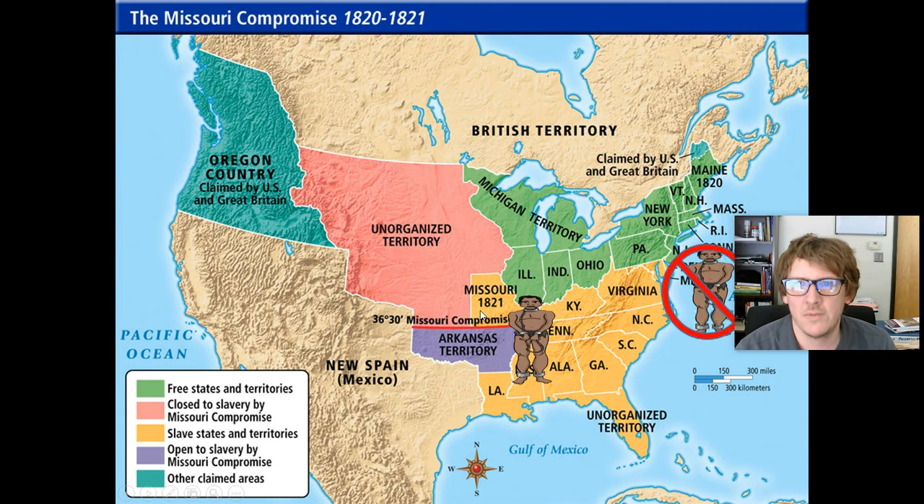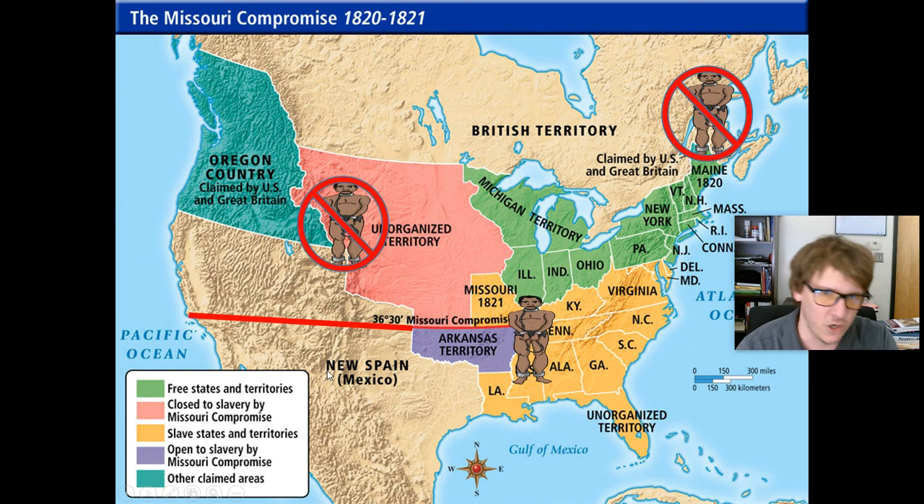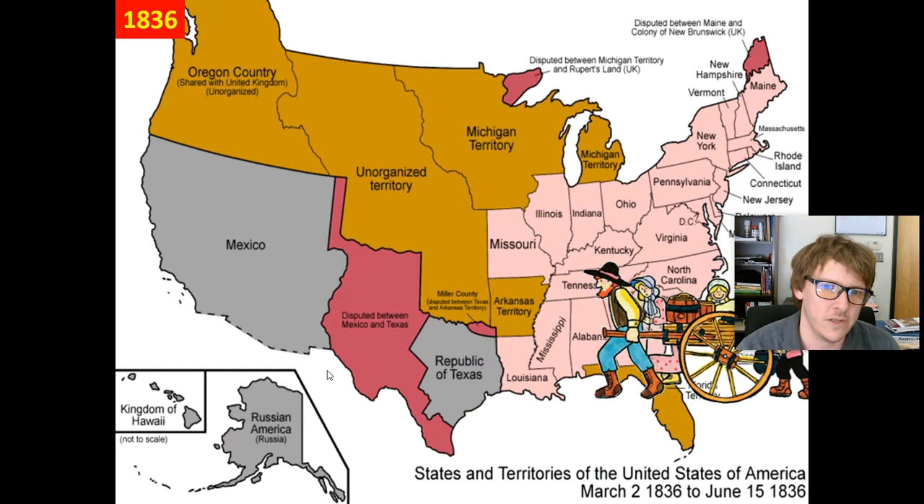And so Missouri becomes a slave state, Maine becomes a free state, and that line's supposed to extend. And so it's like, all right, so all this will be free and all this will be slave. Good, we got it figured out. North of the line, 36 degrees, free. South of the line, slave state. No more worries. Well, so we got some problems.